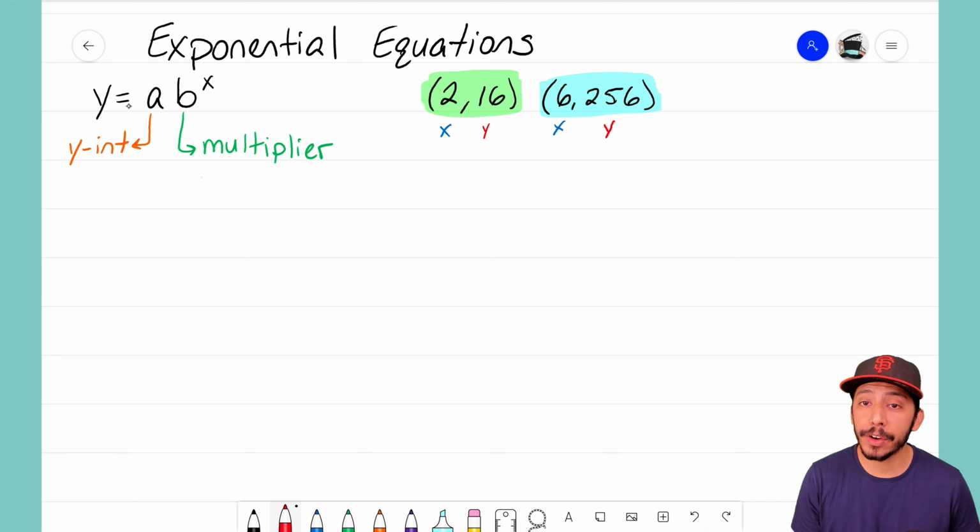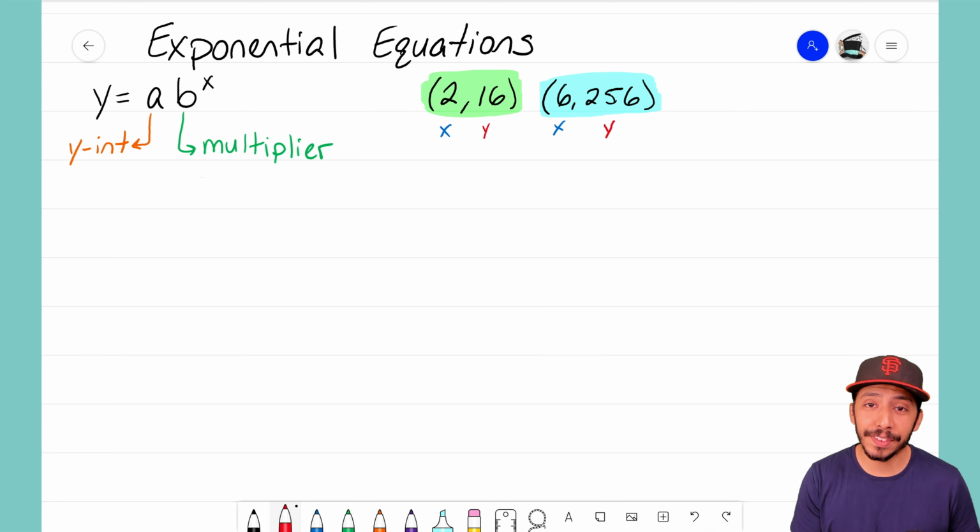Now remember, this is the generic form of an exponential equation: y equals a times b to the x power. And remember, a represents our y-intercept and b represents our multiplier. So when we're given these 2 points, those are the 2 things we need to find. We need to determine what our y-intercept is, and we need to figure out what our multiplier is. So we have 2 points, and we have 2 unknowns that we want to find.